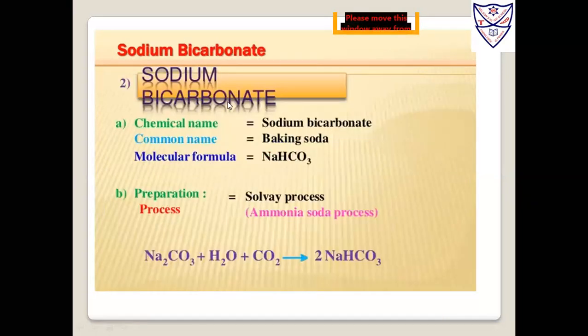Now the next one is sodium bicarbonate. What is the formula of sodium bicarbonate? That is NaHCO3. Common name is baking soda. Preparation is by Solvay's process. The ammonia soda process is Na2CO3 plus H2O plus carbon dioxide gives 2NaHCO3.